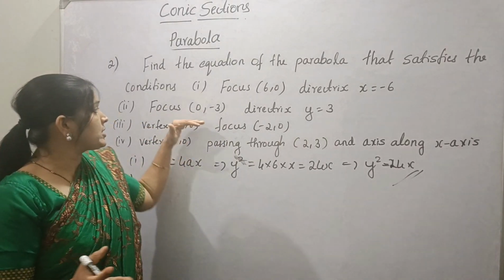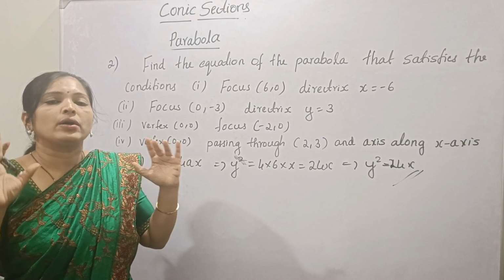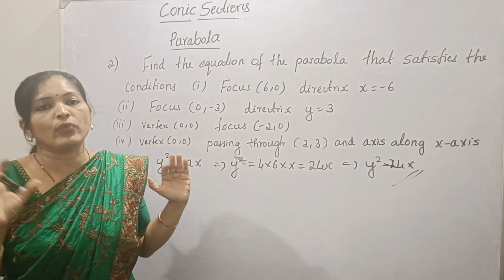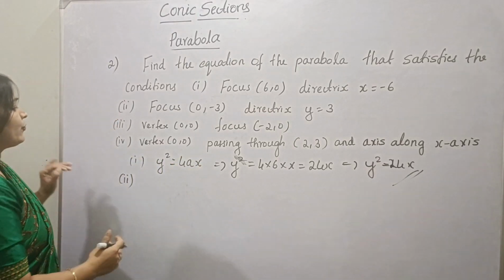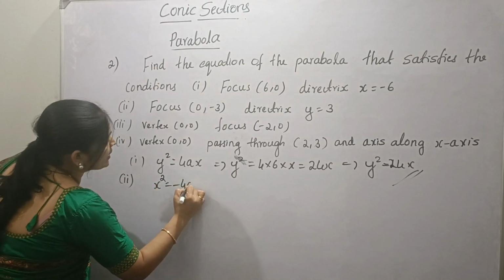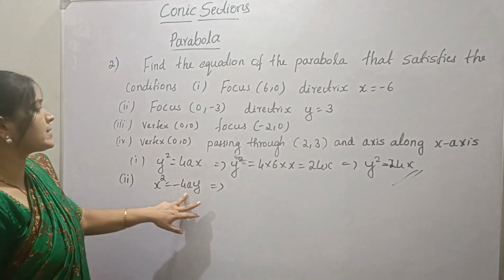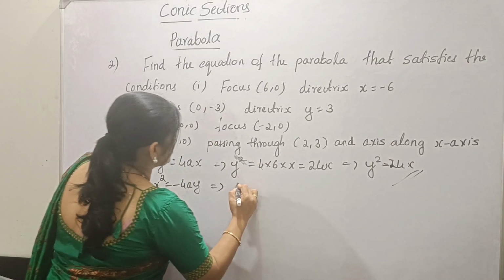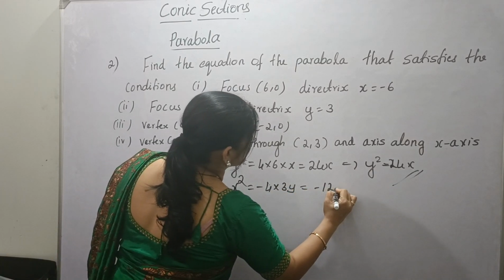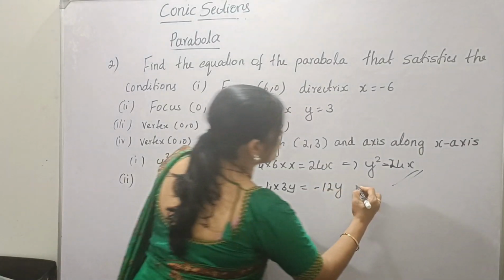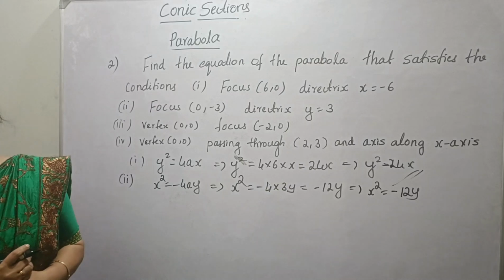See, what is the point? Focus point, right? So, if the focus point is on the negative y-axis, we know that the parabola is along the negative y-axis. Therefore, the parabola is of the form x square is equal to minus 4ay. Okay? So, substitute a value. A is nothing but 3. So, x square is equal to minus 4 into 3 y, that is minus 12y. So, x square is equal to minus 12y is the required parabola equation.